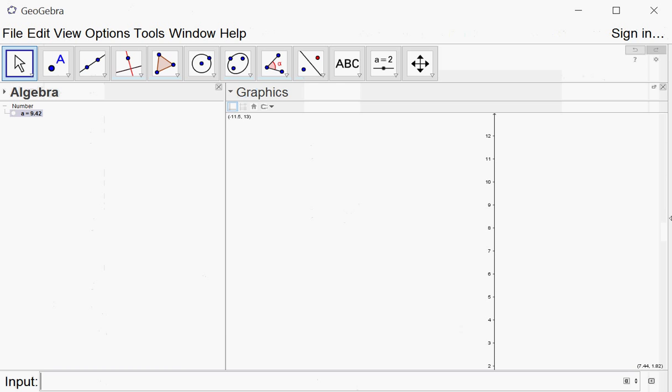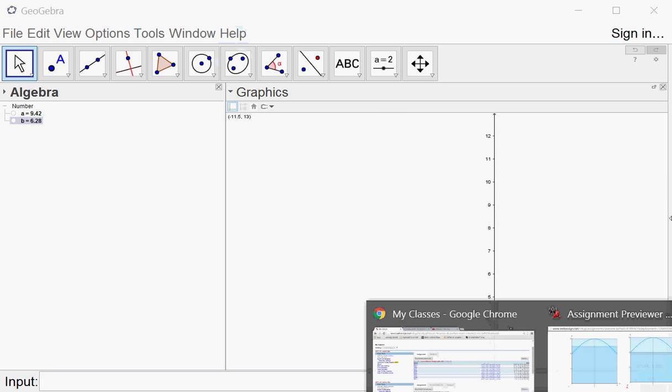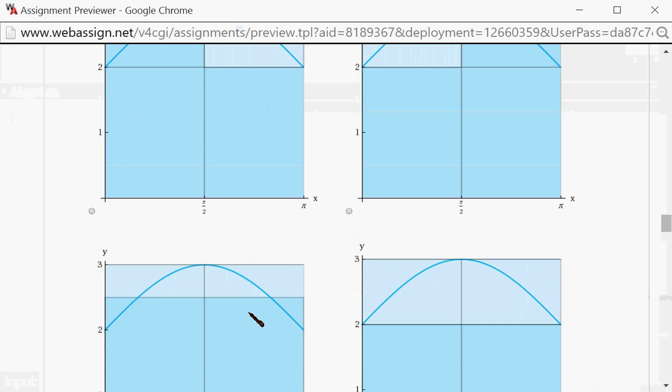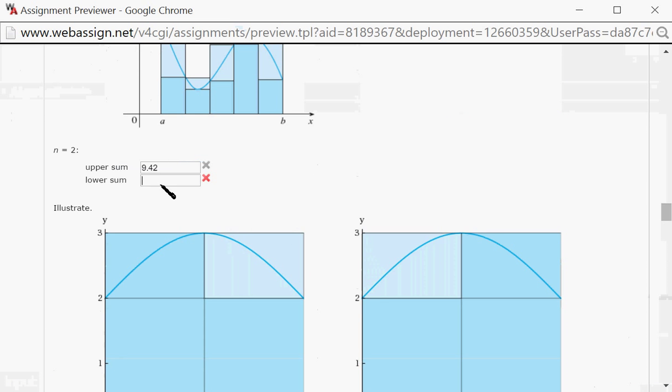For the lower sum, you can see that it's 2 times pi, so it's 2 pi. If you compute that in GeoGebra, it's 6.28. So we're going to go here and type 6.28.